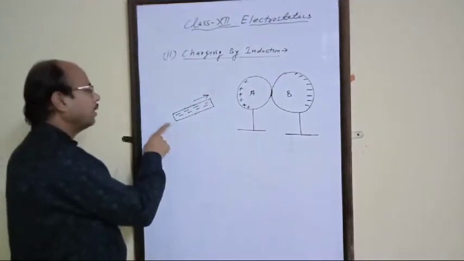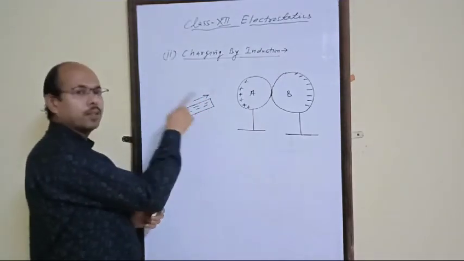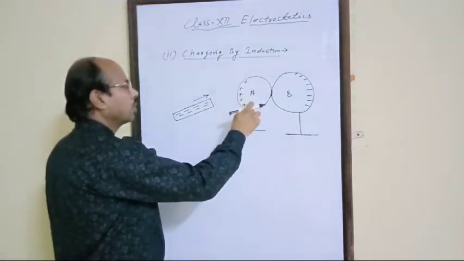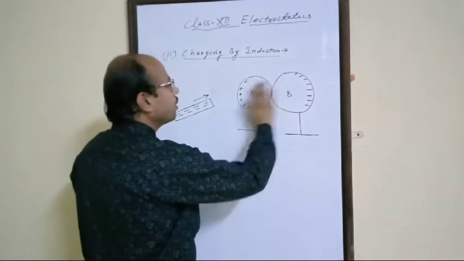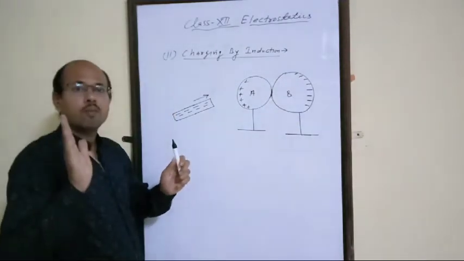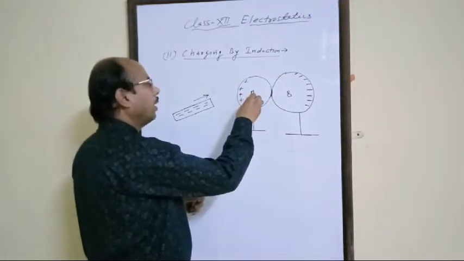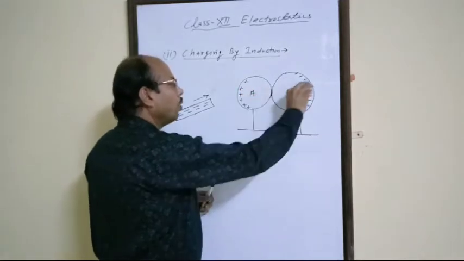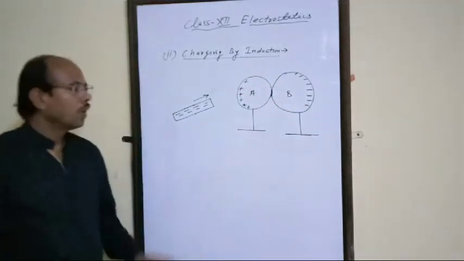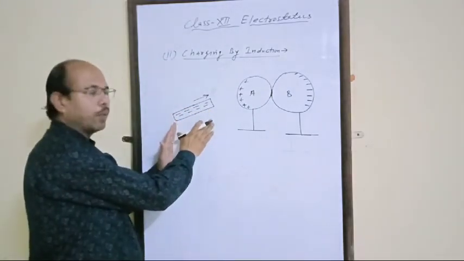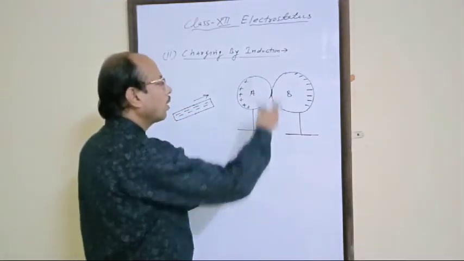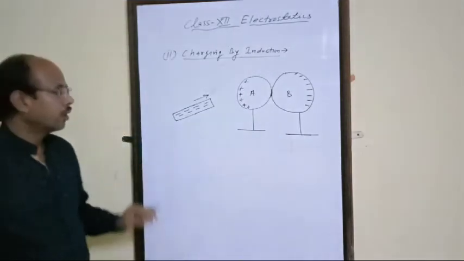We have not removed this plate, we have not touched it with A or with B. But by the presence of this plate, what will happen? Here is positive charge, here is negative charge. There is no excess charge, but there is redistribution of charges. Electrons from sphere A moved to sphere B. Now, keeping this plate just at this place, we will remove the contact between A and B.